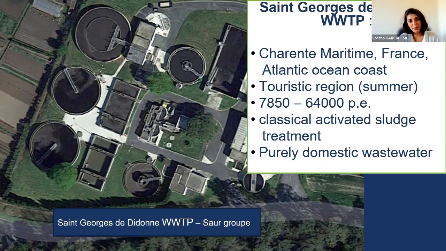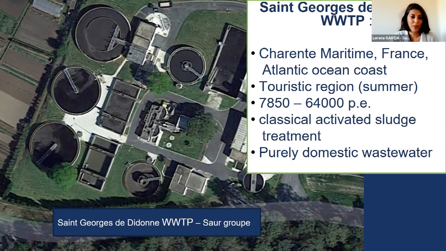Saint-Georges-de-Didon is in the Charente-Maritime region, which is next to the Atlantic Ocean, and that means it's a touristic region, mostly in the summer. This is a wastewater treatment plant that will go from 8,000 population equivalent to 64,000 in 2 weeks, mostly in July and August. But the wastewater is purely domestic. There are no industries in the area, so it's like a case control study.